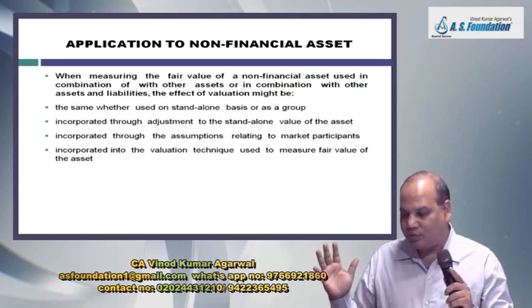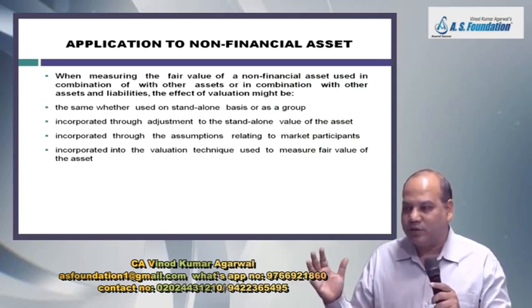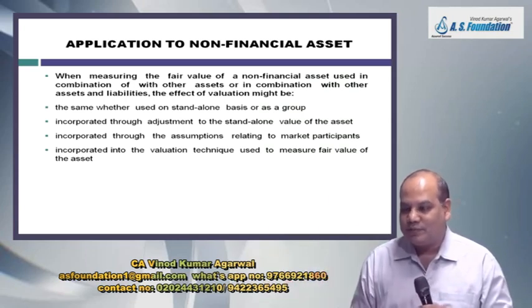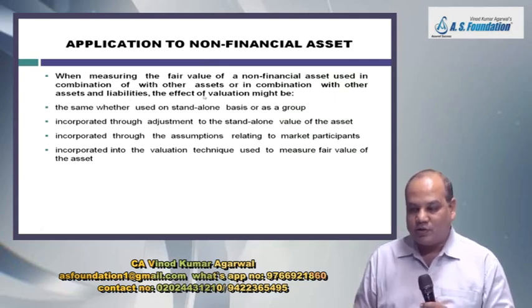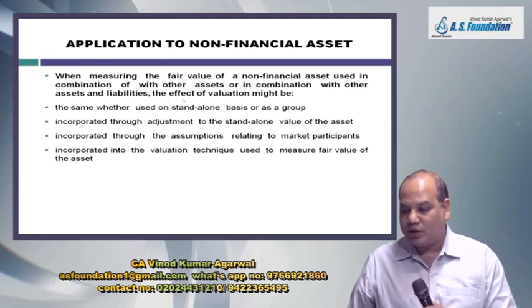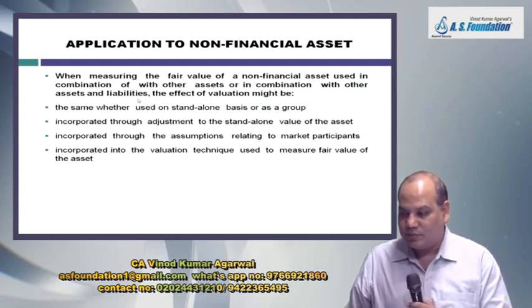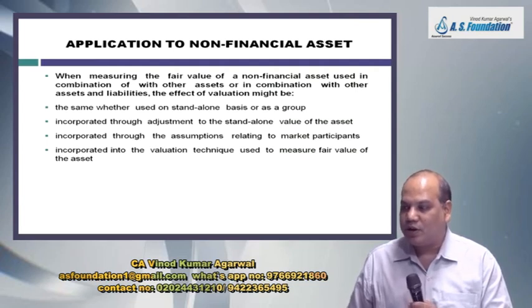So sometimes in one asset you have 2-3 assets combined. Say this classroom itself. How many assets are there? Count. 10 assets are there. Yes, 10 different types of assets are there. So when measuring the fair value of a non-financial asset used in combination with other assets, this classroom, or in combination with other assets and liabilities, like for example a cash generating unit, the effect of valuation might be the same whether used on a standalone basis or as a group.